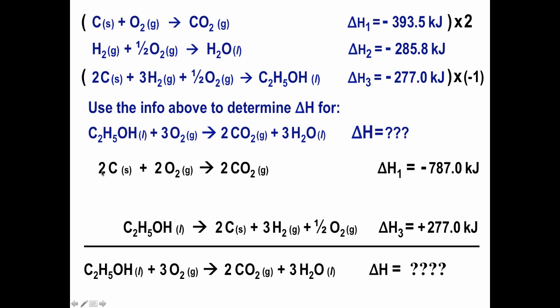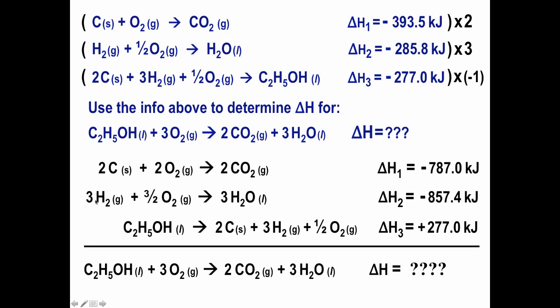So that equation becomes 2 carbons plus 2 oxygens makes 2 CO2s, and the delta H is 2 times -393.5 kilojoules, or -787 kilojoules. And then the water, we need 3 waters as a product, or on the right. The second equation has water as a product, but only 1. So we're going to need to take that second equation and triple it. When we triple everything, we get 3H2 plus 3 halves O2 makes 3H2O, and the delta H is 3 times -285.8 kilojoules.